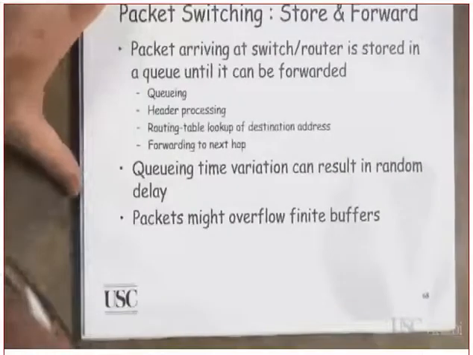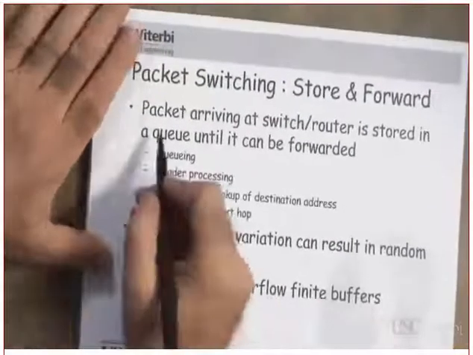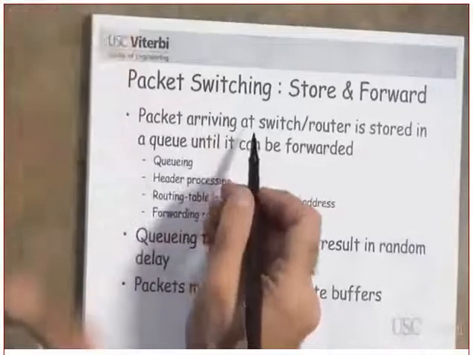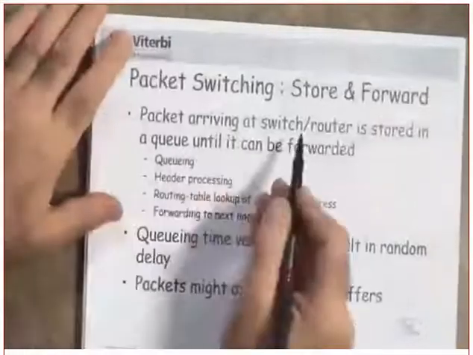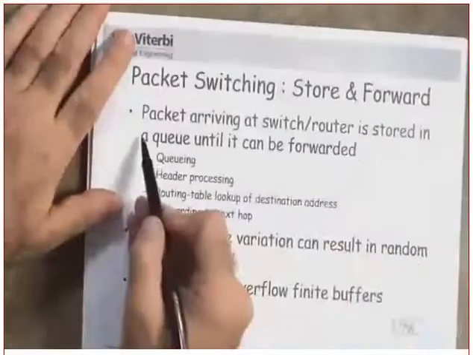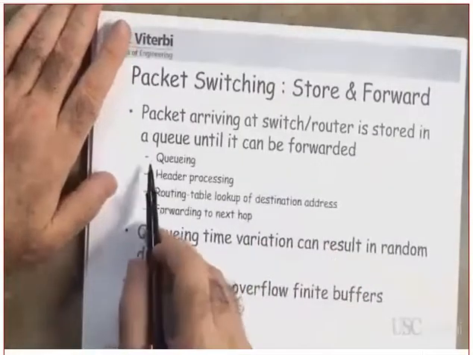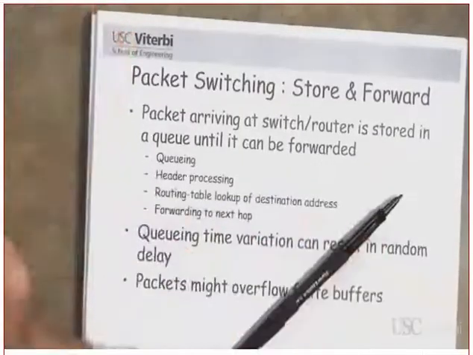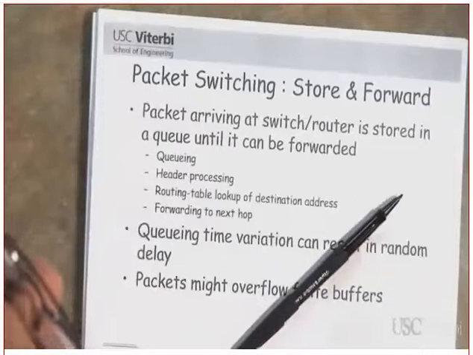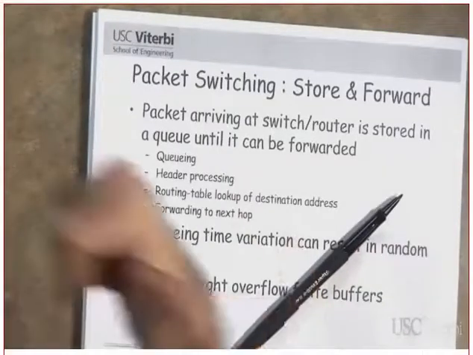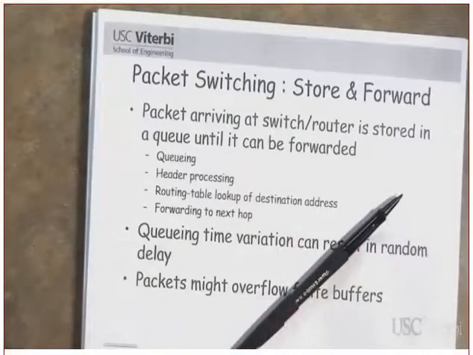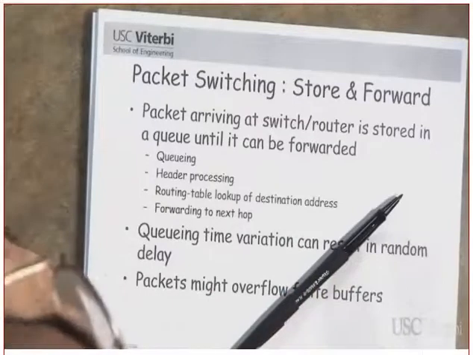So, store and forward: when a packet arrives at a switch or a router, it is stored in a queue until it gets forwarded. Now, when we get to the queuing in just a second, we will see that most of the time the router or the switch inside the router will have two sets of queues. One at the input and the other one at the output. We call it an IO queue, an input queue and an output queue.